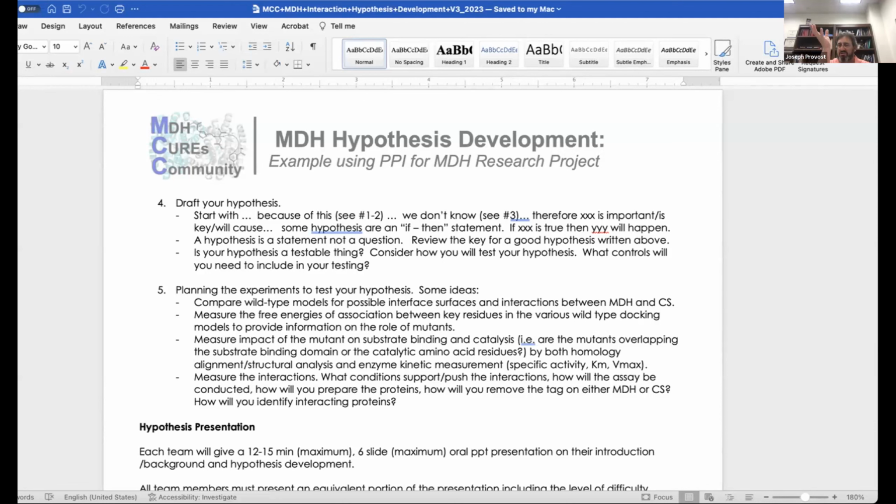How do you then, if this is your hypothesis, it's got to be something that's testable. I give them ideas, right? They're very general. So they can't say, oh, I'm going to go test the interaction. Oh yeah, how, which ones, what mutations? So this is not something they can say they're done with, but at least it gives them a direction.